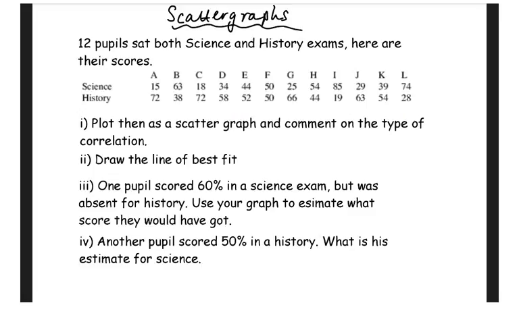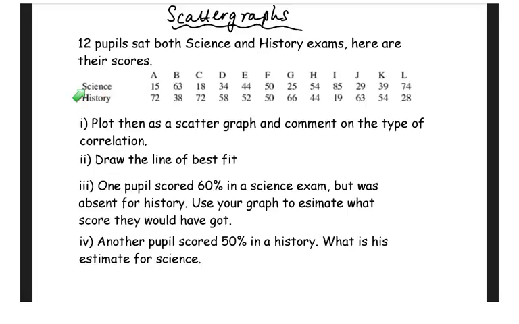Then the instructions in the question say that you have to plot a scattergraph and comment on the type of correlation, or they might say comment on the type of relationship that exists between science and history. So I'm going to draw a scattergraph, and I'm going to make science the x-axis and history the y-axis.